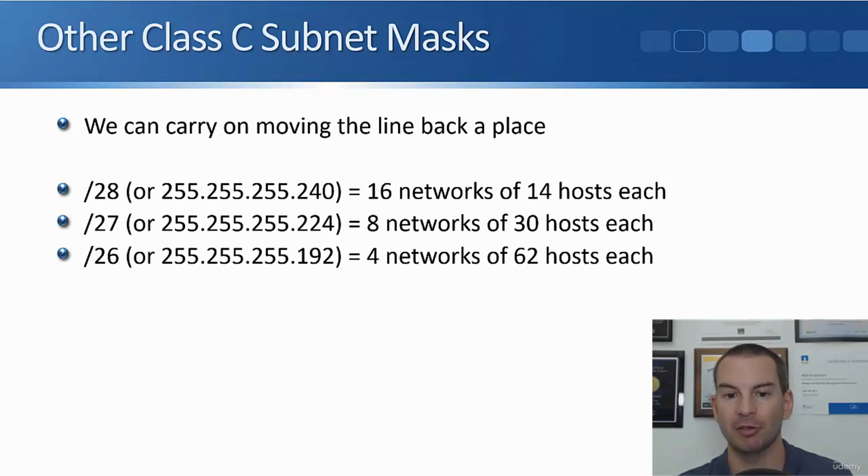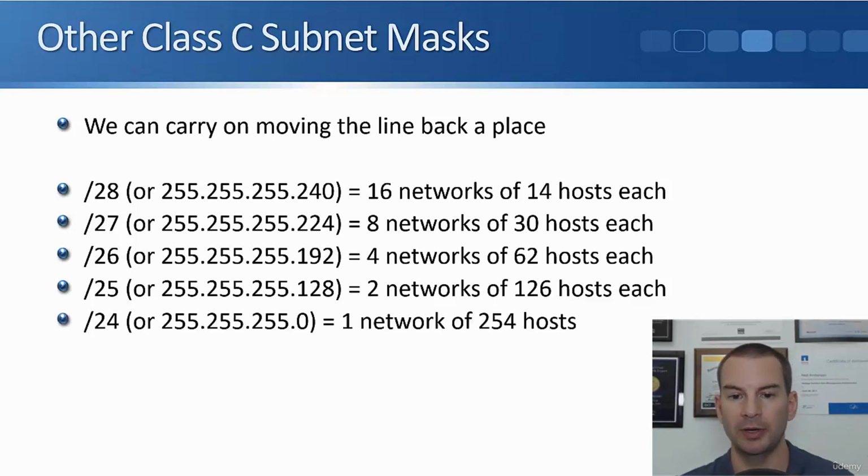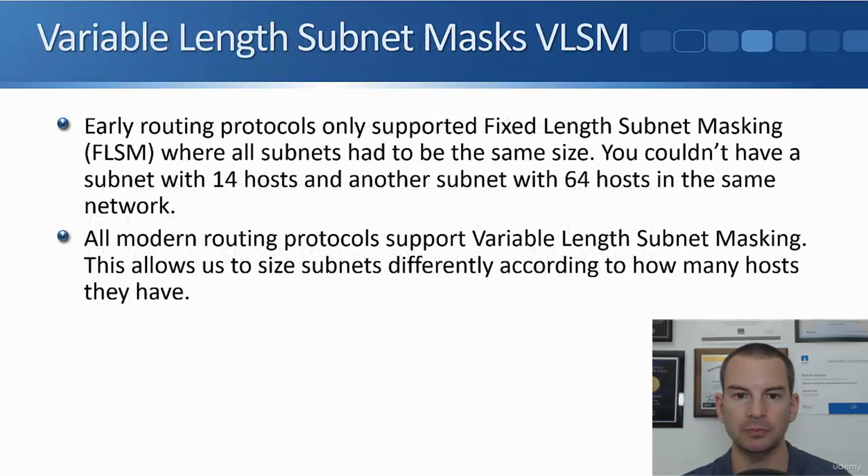A /26 is 4 networks and 62 hosts. A /25 is 2 networks and 126 hosts. And /24 is the default, 1 network with 254 hosts. Okay, so that's how we carry out subnetting and figure out how many networks and how many hosts we're going to have. Next thing to tell you about is variable length subnet masks.